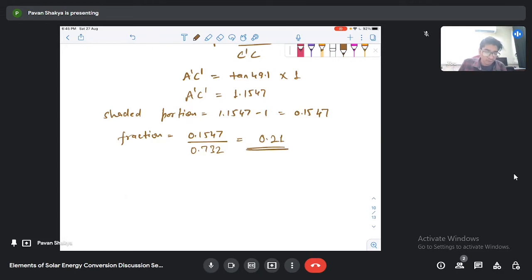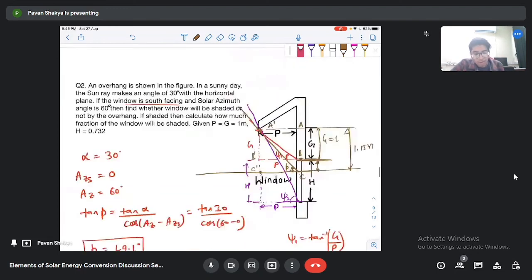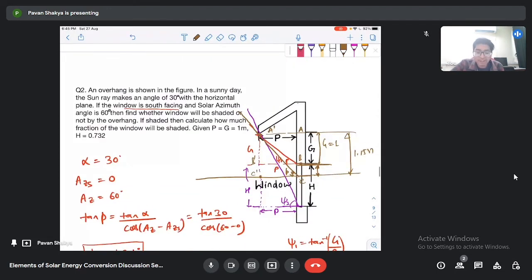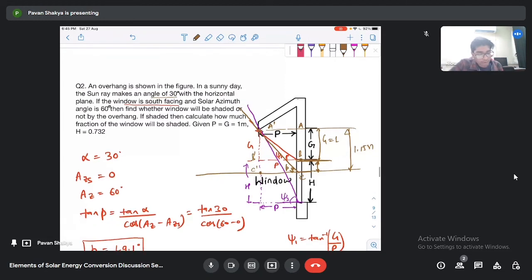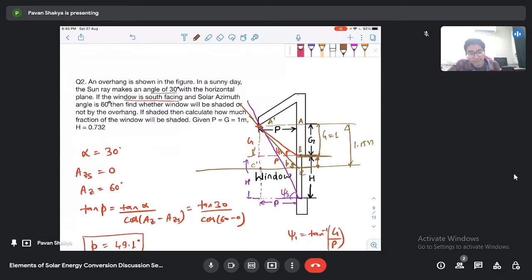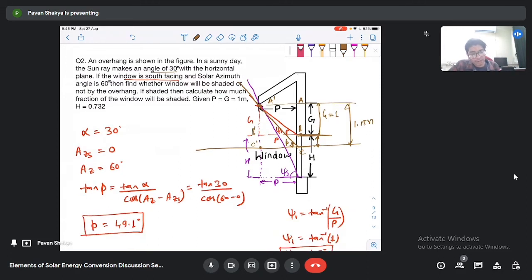Okay, if you want this value in percentage, then it will be around 21%. It means that 21% of the window is shaded for this altitude angle that is given as 30 degrees. Now you can see that all these calculations depend on the profile angle, and the profile angle depends on the altitude angle. The altitude angle changes with time, so with time, this shading will change.